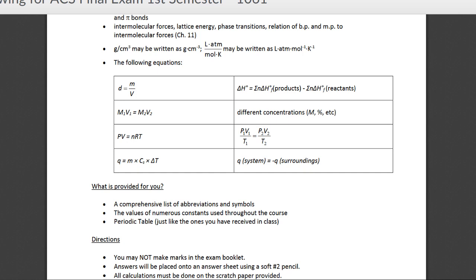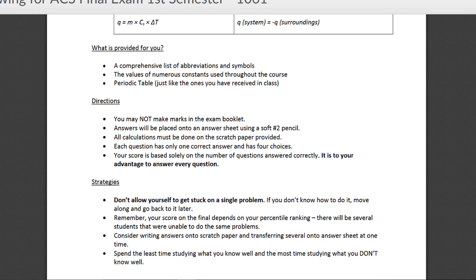As far as what's provided for you, there will be a comprehensive list of symbols and abbreviations. It probably will not be as comprehensive as what you'll find on the back side of your periodic table that we've been using thus far, but it is a rather comprehensive list. Likewise, the constants, I think Avogadro's number is probably provided, but if it hasn't, hopefully we've used it enough times to remember that Avogadro's number is 6.022 times 10 to the 23rd. And again, there will be a periodic table provided.